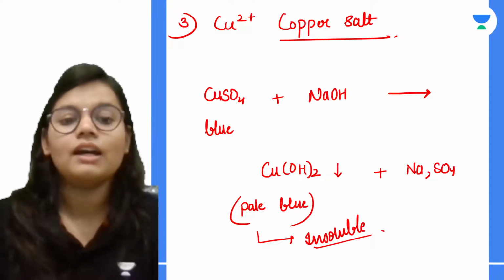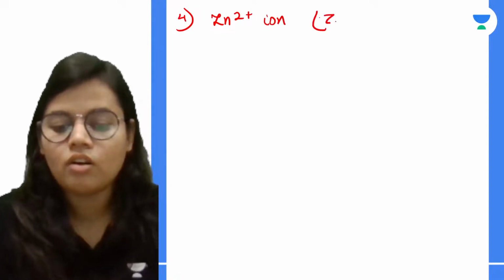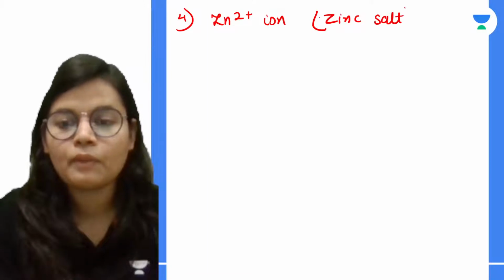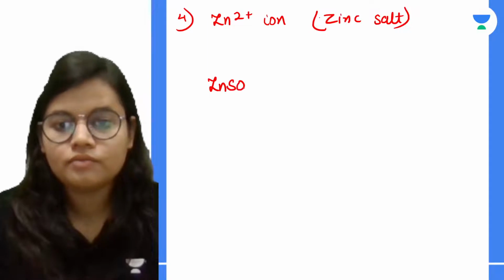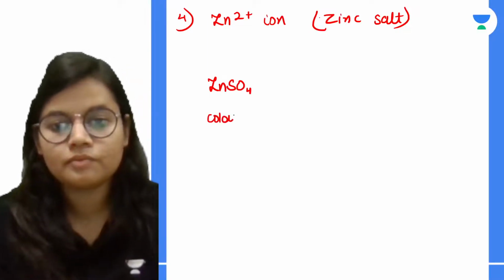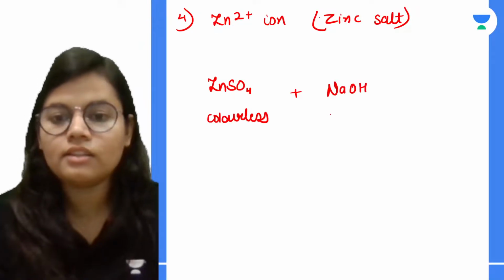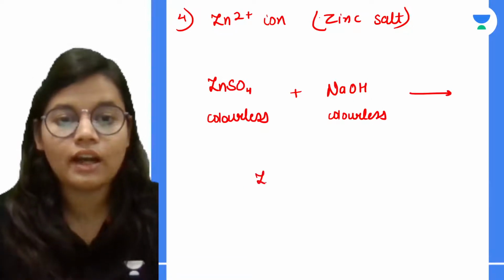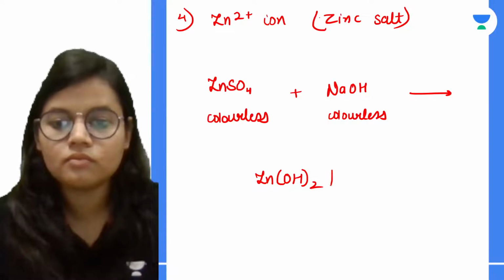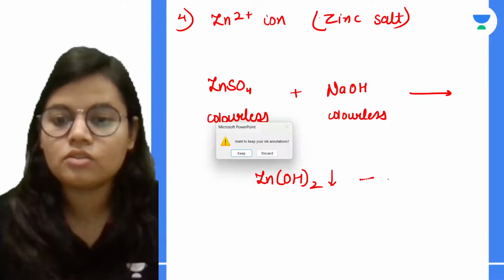Okay, the next category could be the zinc salt, that is the Zn2+ ion. Now what would happen with zinc? Let's take a salt, which is colorless, and sodium hydroxide, which is again colorless. When they both react, what do we get? We get zinc hydroxide in the form of a precipitate. And what else do we get? The next one is sodium sulfate.